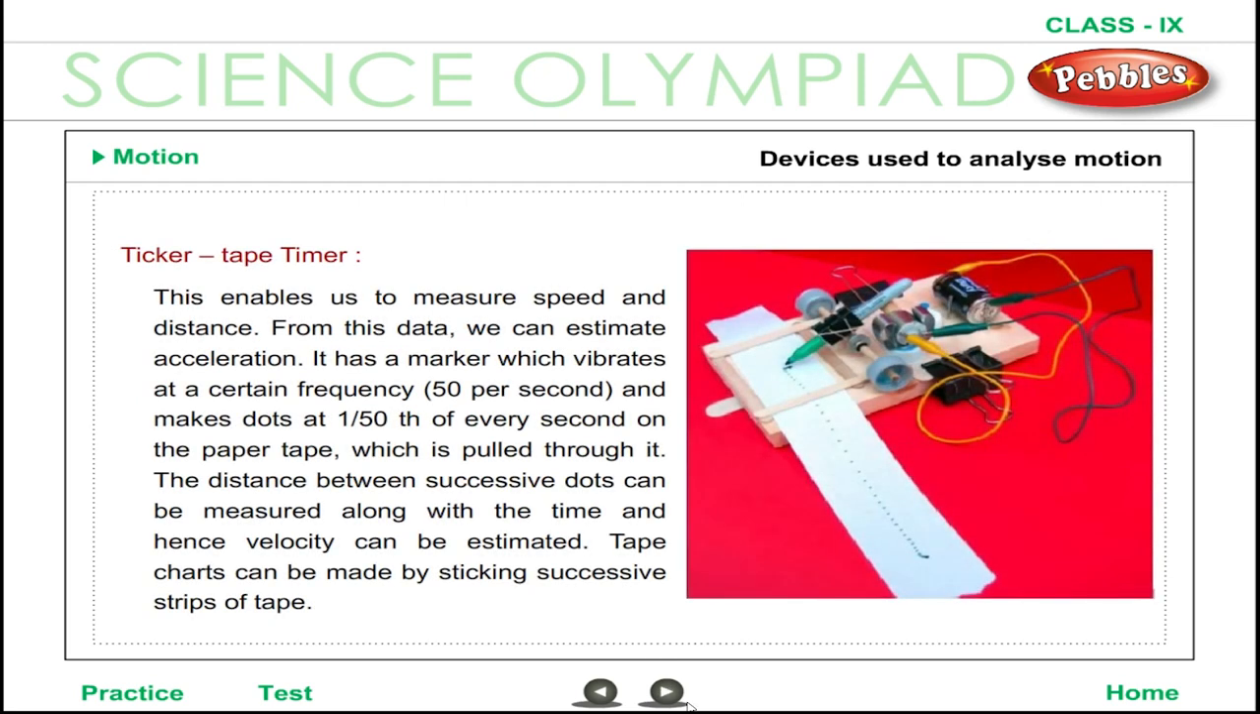Ticker tape timer. This enables us to measure speed and distance. From this data, we can estimate acceleration. It has a marker which vibrates at a certain frequency, 50 per second, and makes dots at every 1/50th of a second on the paper tape, which is pulled through it. The distance between successive dots can be measured along with the time, and hence velocity can be estimated. Tape charts can be made by sticking successive strips of tape.